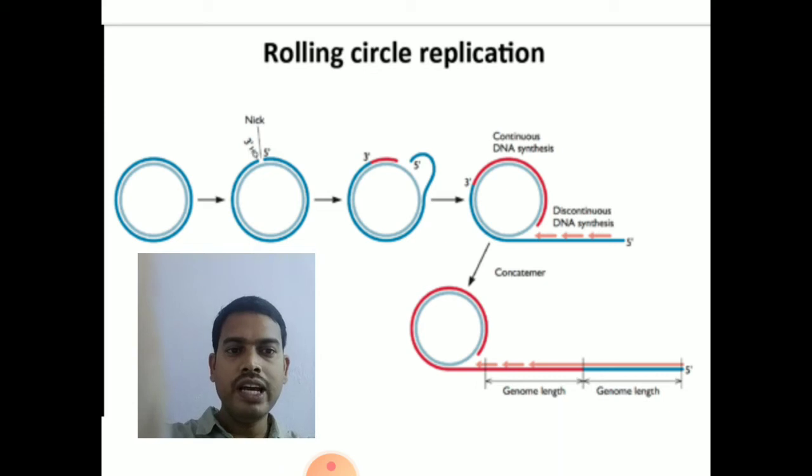So here in rolling circle replication, a nick is created in the DNA and one strand will be displaced by continuously synthesizing the other strand. During transfer, only the other will be synthesized and one strand will be replaced by newly synthesized strand. So after replication, one strand will be parental, one will be newly synthesized. So this is called rolling circle DNA replication that especially takes place during conjugation and plasmid replication.